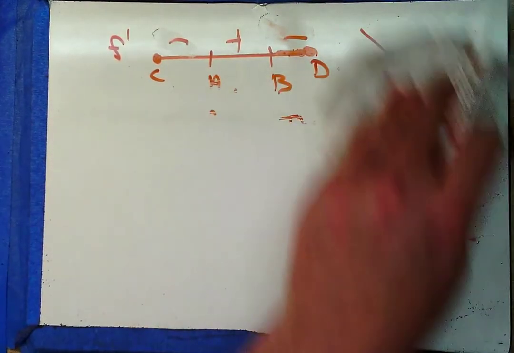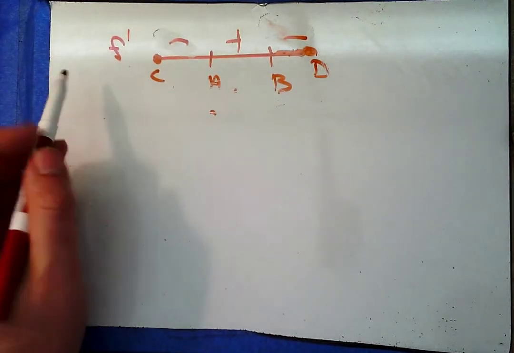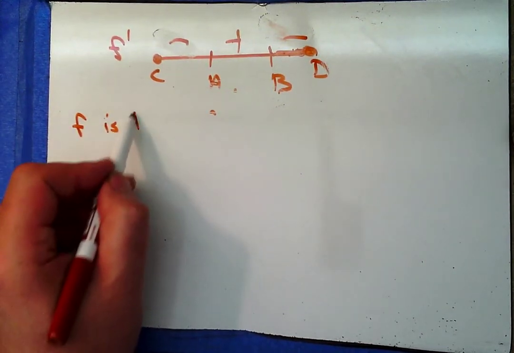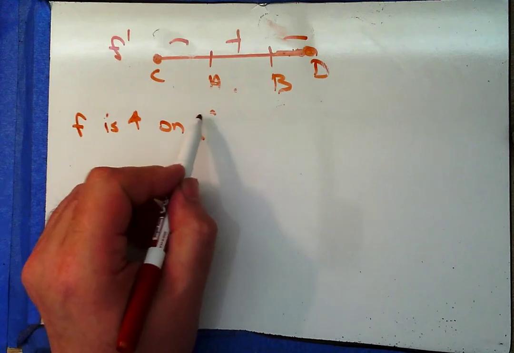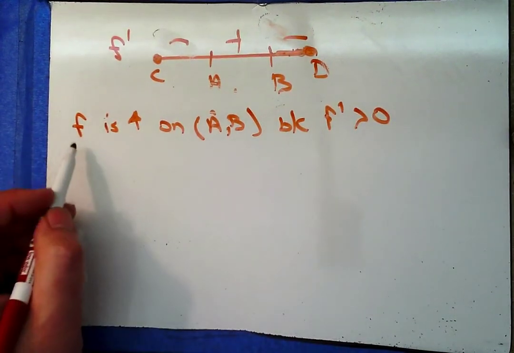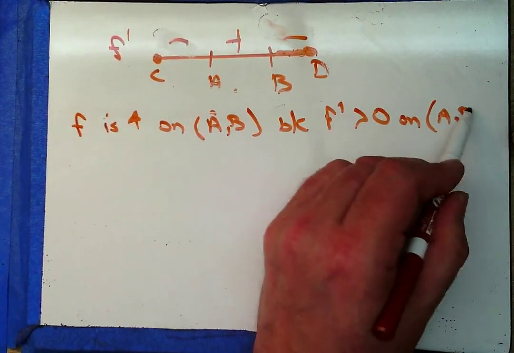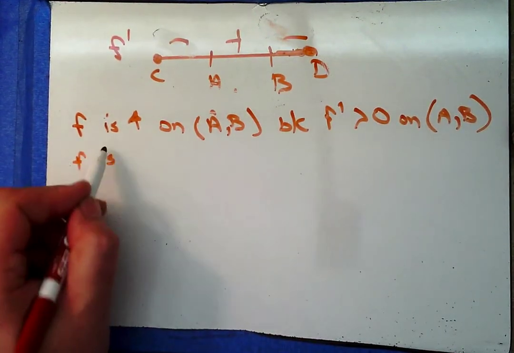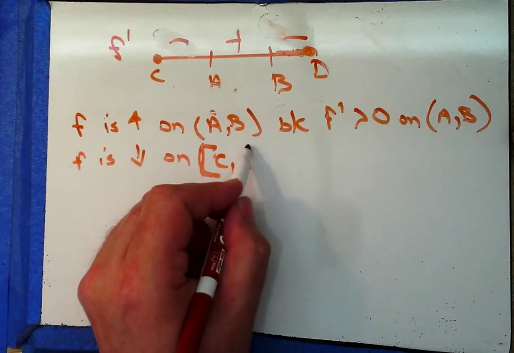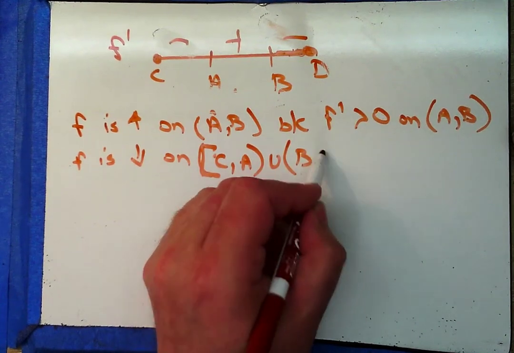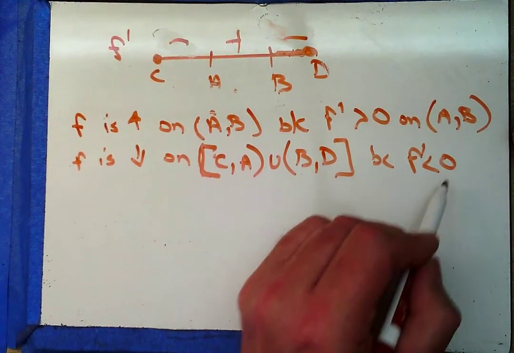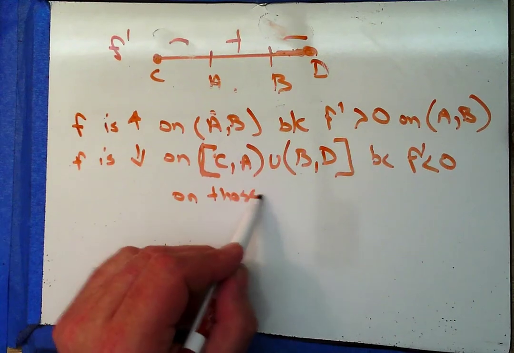So we get all that stuff about maxes and mins from our first derivative test, but we also get increasing and decreasing. f is increasing on A to B because f prime is greater than 0 on A to B, and f is decreasing on C to A union B to D because f prime is less than 0 on those intervals.